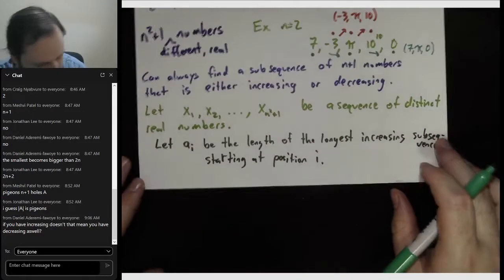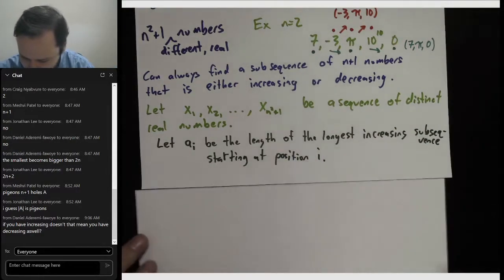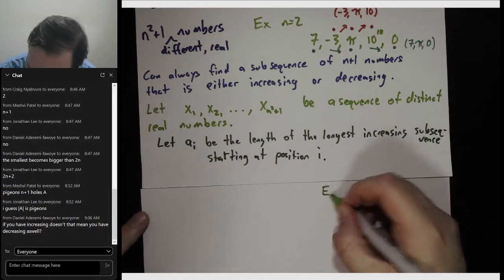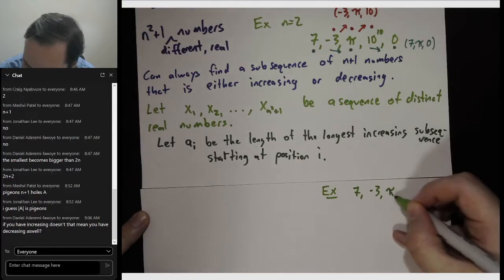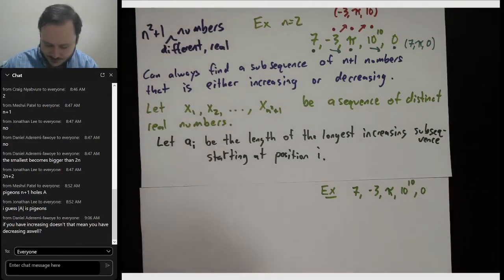So let me come back to our example here and show you my a sub i's. Here is my example: 7, minus 3, pi, 10 to the 10, and 0.